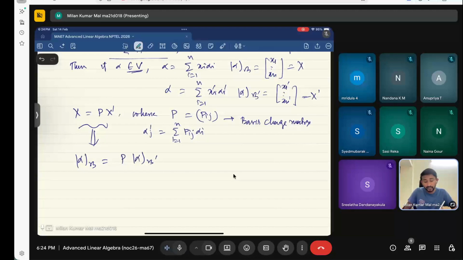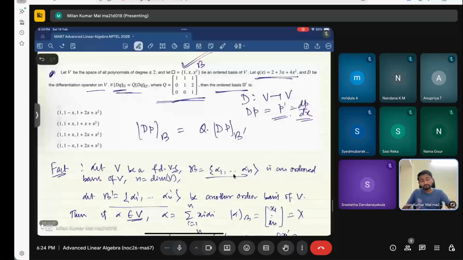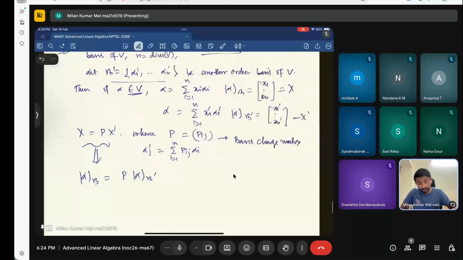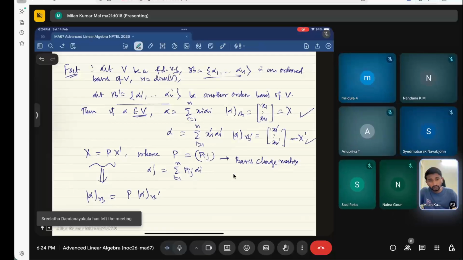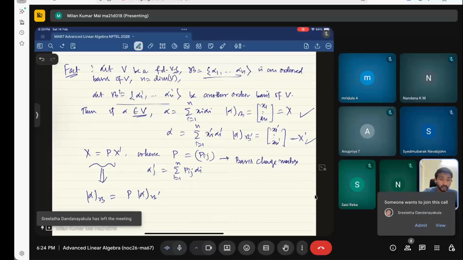So here also we have asked a similar thing and been given the matrix Q. This is the one fact I have stated: if you have a vector space V and two ordered bases, how do the coordinate vectors x and x dash relate? But the question is, suppose we go the other way around. What do I mean by the other way around?